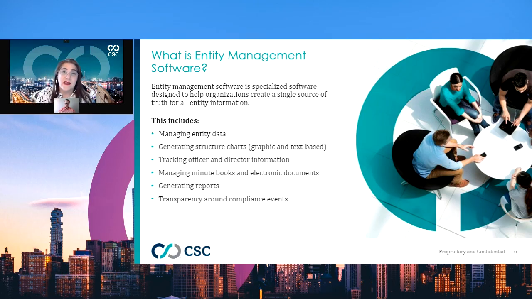Of course, the analytics around your portfolio maintenance, being able to generate reports, being able to receive alerts and reminders for your events and deadlines, and having that transparency that's necessary around compliance events. So those are specifically the items that we're referring to. You might also have other systems or maybe leverage an entity management solution for other types of details, but those are the ones specifically that we're going to be referring to today.